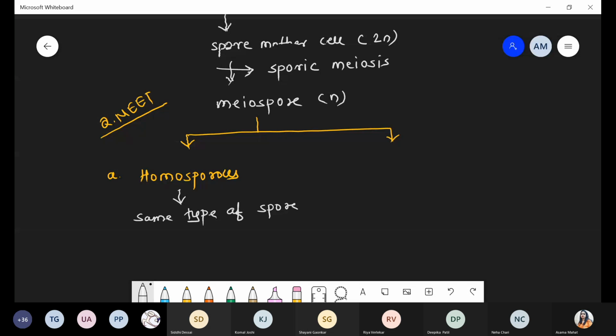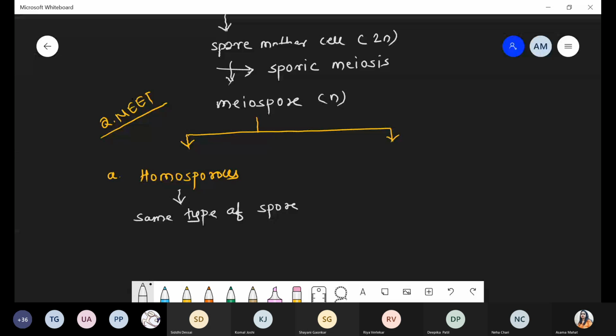So this is one condition, because till now we have seen, in case of the bryophyta, homospores are present. If you saw yesterday's DPPs, you must have found a question there. In case of the bryophyta, homosporous conditions are present. The sporophytic body produces these spores after sporic meiosis, and all these spores are of similar type. But in case of the Pteridophyta, we have to study two different types of meiospore after reductional division.